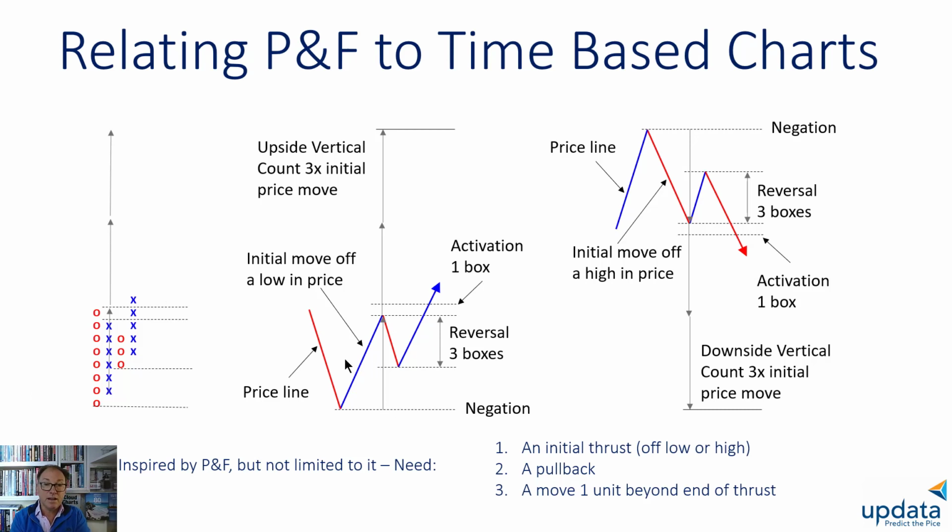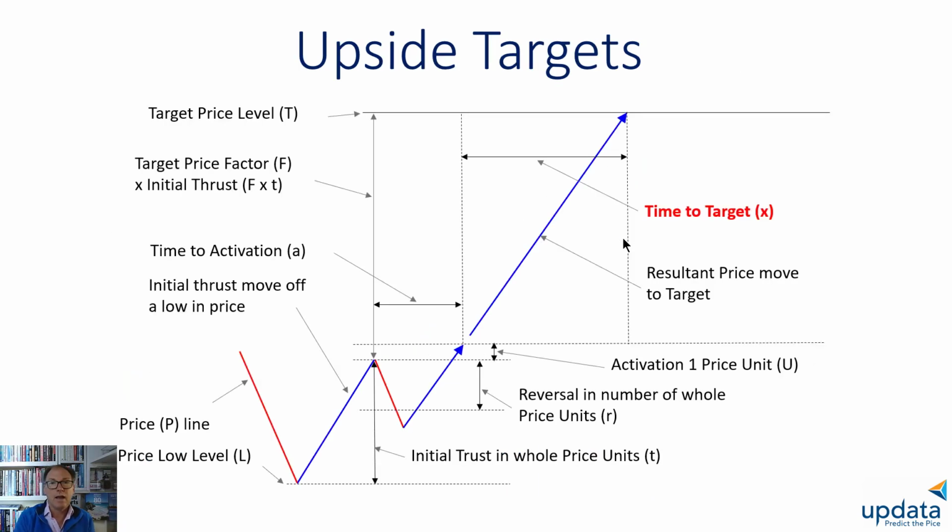So the key elements are that you make a low, and for it to be a low you have to have been at least 1 unit past the previous low. You then have a resultant move, a thrust, off that low, and that's an uninterrupted thrust where you don't pull back by more than a unit, you just keep marching, doesn't matter how long it takes, and then you pull back by at least 3 units. This is configurable, and then you have to go a further unit above to activate that initial thrust target. And so that's really the ingredients that you need.